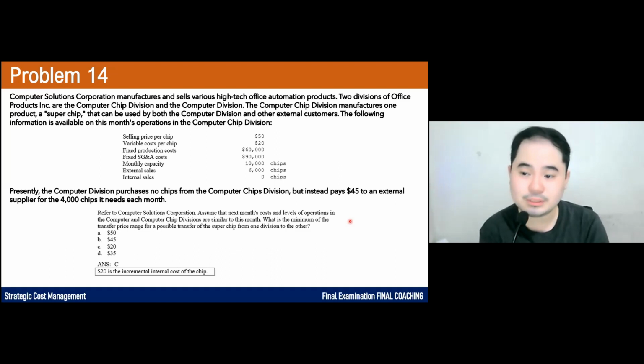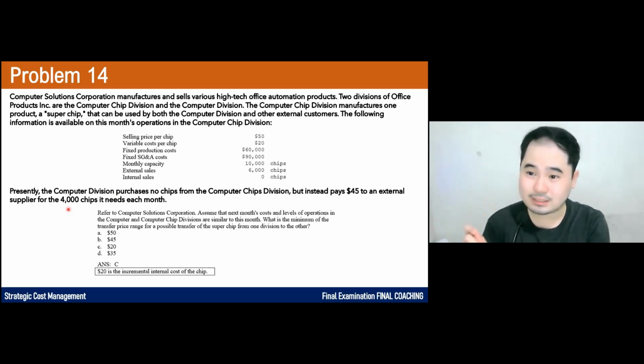Ano nga po yun? Outlay cost plus opportunity cost. Unahin natin i-check yung opportunity cost. 4,000 chips ang kailangan. Ang monthly capacity ng division, 10,000. Ang external sales, 6,000. Wala pa siyang currently internal sales. So kung 4,000 ang kailangan, may excess capacity ba tayo? Yes. Dahil may excess capacity tayo, may mawawala ba sa atin? Wala. O di wala ka opportunity cost. So outlay cost lang ang titignan mo.